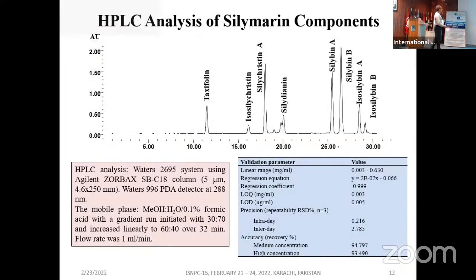Then we try to make a standardization for our extract to know how much flavonolignans are contained in this extract by using two orthogonal methods of analysis. First, we developed a validated HPLC method, as you can see here, for a baseline separation of all of the very similar components of silymarin: silybin A, silybin B, isosilybin A, isosilybin B, silydianin, the only compound which has some overlap with other small peaks, silychristin A, isosilychristin, and the major precursor flavonoid taxifolin.